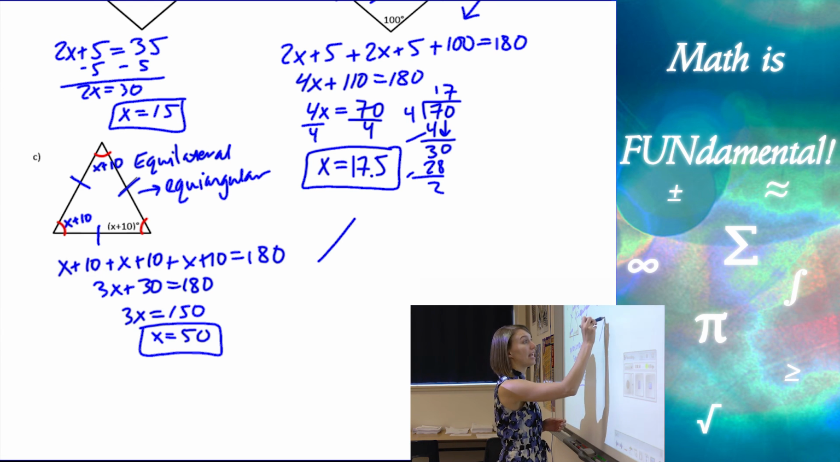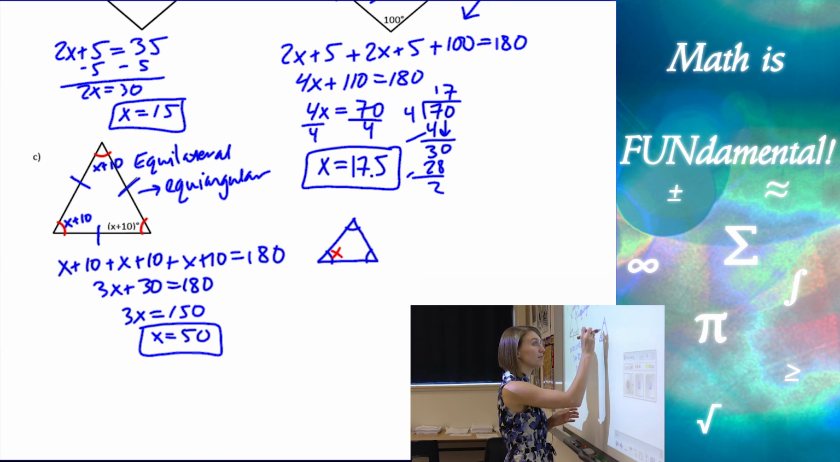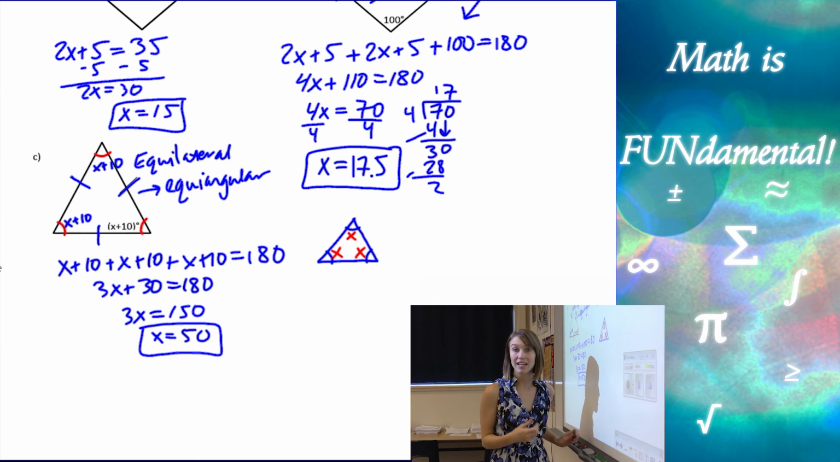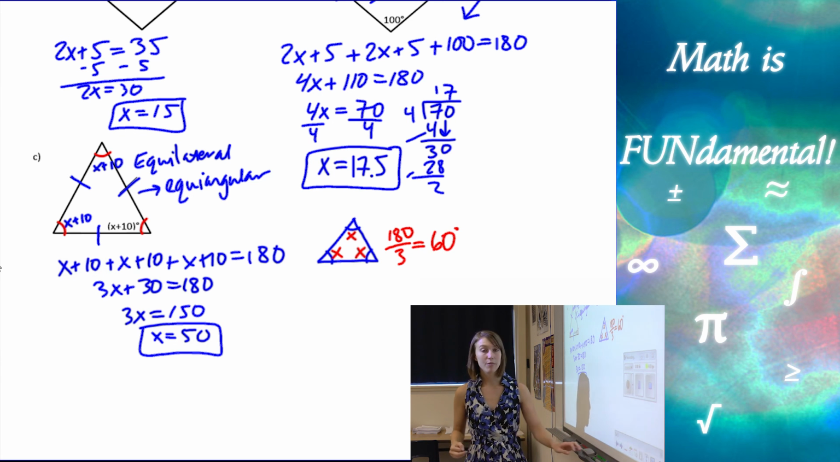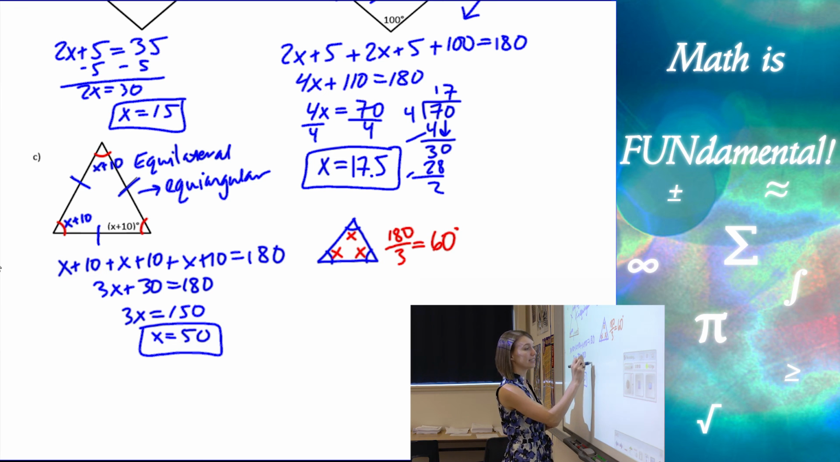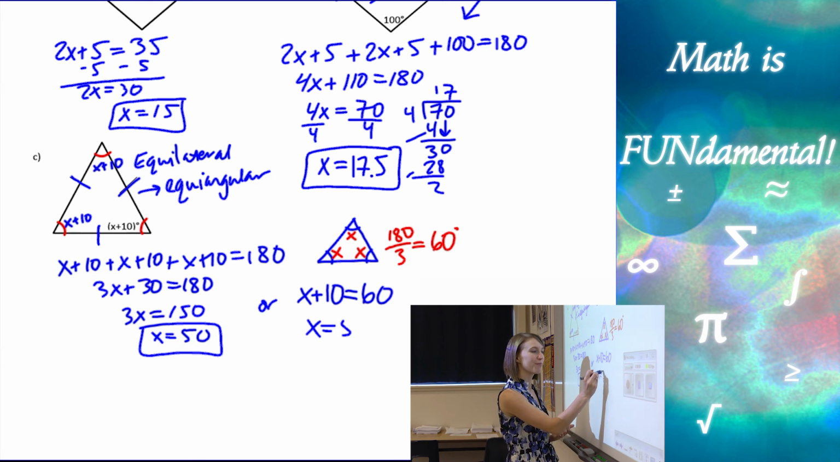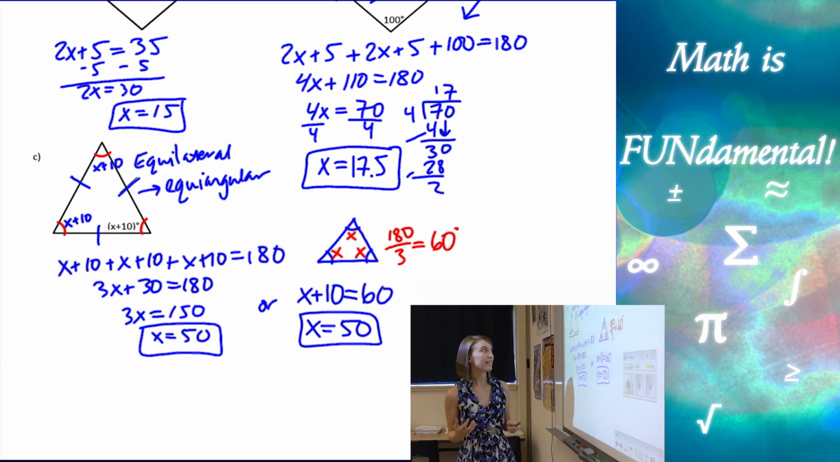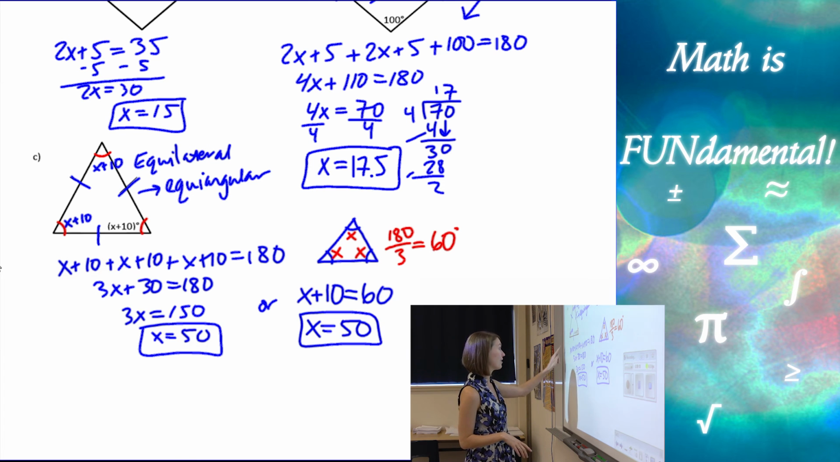If I know in a triangle that all three angles have to add up to 180 degrees, and if I know that all three of those angles have to be equal, then each angle has to be 180 divided by 3. It has to be a third of 180, which is 60 degrees. So if we know that we have an equilateral triangle, I can simply set one of my angles, like x plus 10, equal to 60 and solve for that. It's a little bit faster, a little bit less work. We get the same answer, but it does involve that other little bit of knowledge that each angle in an equilateral triangle is, in fact, 60 degrees.